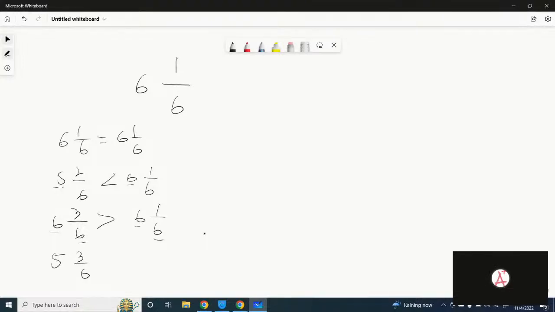Got it? Now for the last one. 5 whole 3 over 6. Just compare their whole numbers. 5 is less than 6. That means 5 whole 3 by 6 is less than 6 whole 1 by 6.